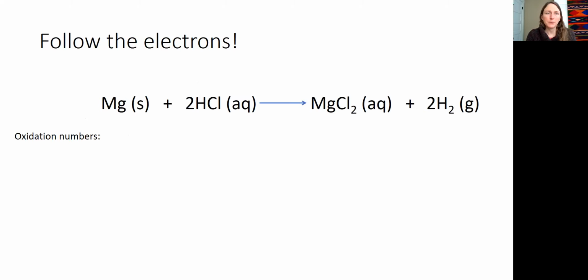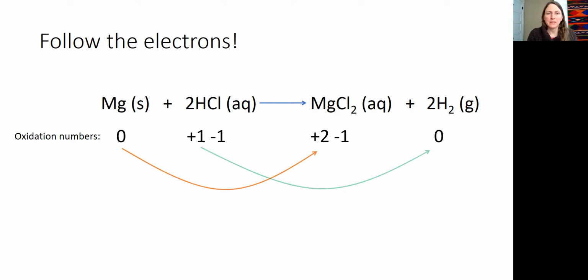Okay, so here's an example. We're going to follow the electron. What happens to the electrons as magnesium solid is mixed with hydrochloric acid and turns into magnesium chloride and hydrogen gas? Here we would look at the oxidation numbers. Magnesium has a 0. Hydrogen and chloride are +1, -1. Now magnesium is an ion, forming an ionic bond with the chlorides. There are 2 chlorides, they're -1, and magnesium is +2. And then we have hydrogen gas.